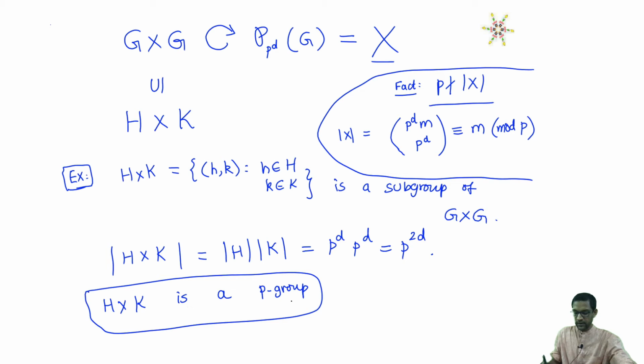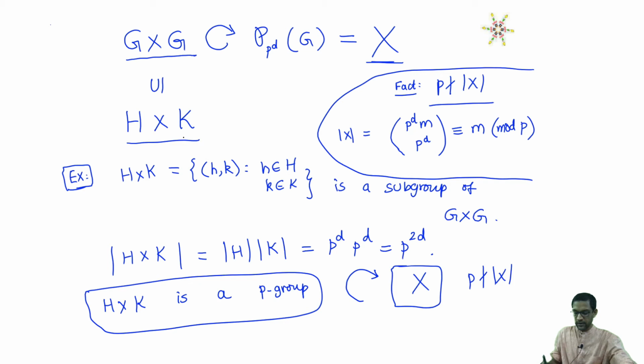Here is a p group, and here is a set X whose cardinality is not divisible by p. So I have the two ingredients that I want. I have a p group, I have a set X, and in fact there is an action of this p group on this set X. Why is there an action? Well, observe that the entire big group G cross G acts on X, and this is after all a subgroup of the big group.